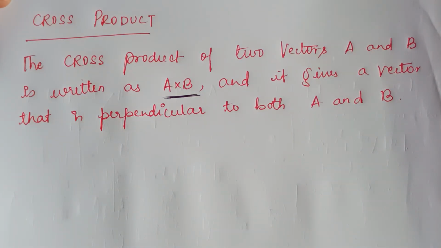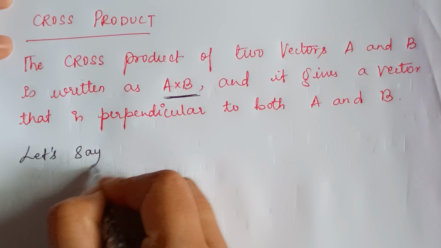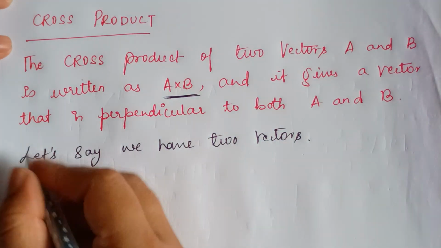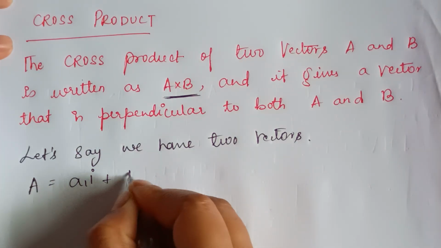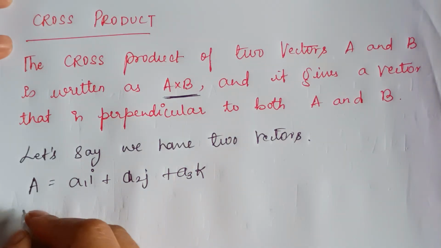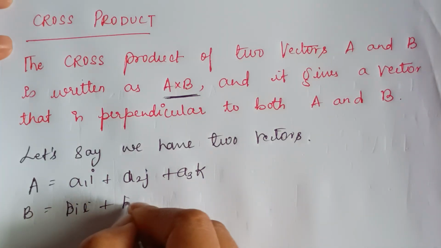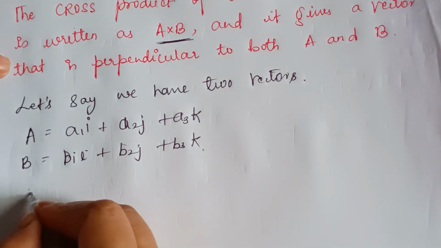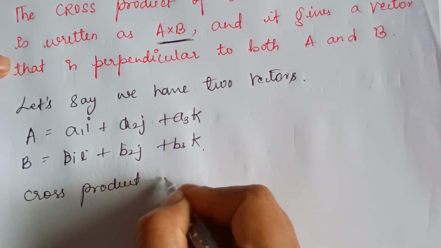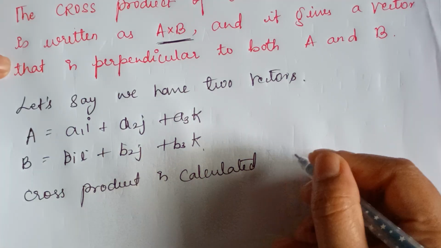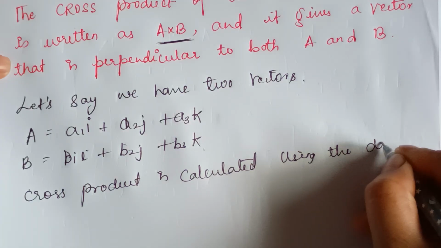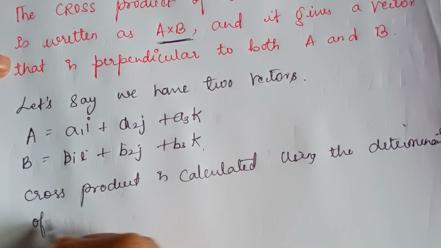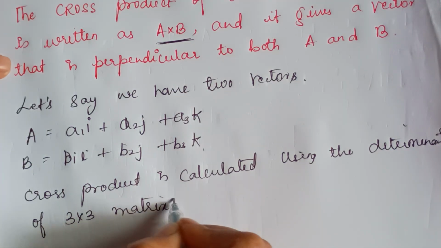Let's say we have two vectors. Vector A equals A1 i plus A2 j plus A3 k, and B equals B1 i plus B2 j plus B3 k. The cross product is calculated using the determinant of a 3 by 3 matrix. I'll show you how.